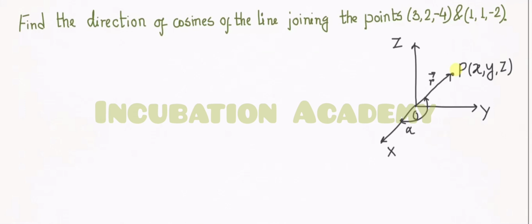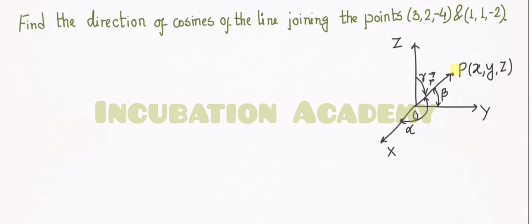This also makes an angle beta with the y-axis, let us say, and an angle gamma with the z-axis, as shown in the figure. So alpha, beta, gamma are the corresponding angles made with the x-axis, y-axis and z-axis. These are basically called the direction cosines. How can I find them?